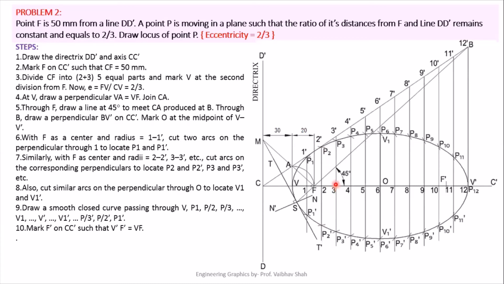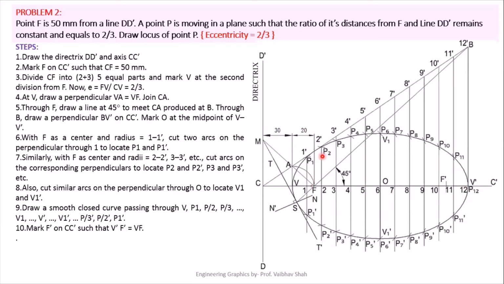Now select on your rounder the 3, 3 dash distance, put your rounder at your focal point, and try to cut this 3 line. So you will get P3 and P3 dash. Now select on your rounder the 4, 4 dash distance, put your rounder once again on your focal point, and try to cut this 4 line here and here to get P4 and P4 dash. Select on your rounder the 5, 5 dash distance, put your rounder at focal point F, and cut this line of 5 here and here to get P5 and P5 dash. Similarly, follow the procedure until you reach your 12th point, which is itself a vertex point.